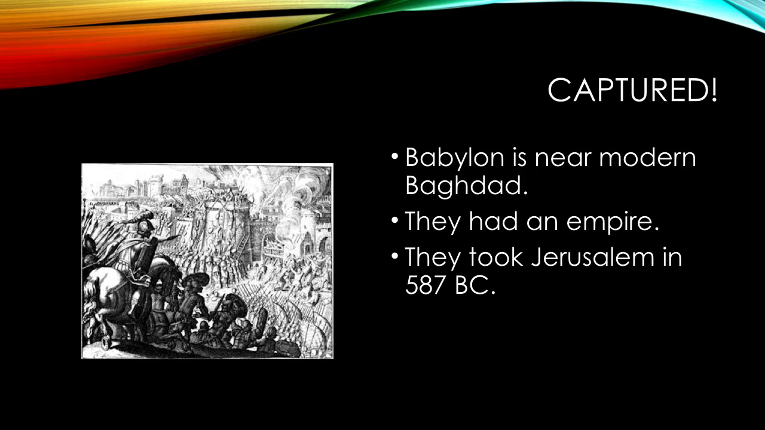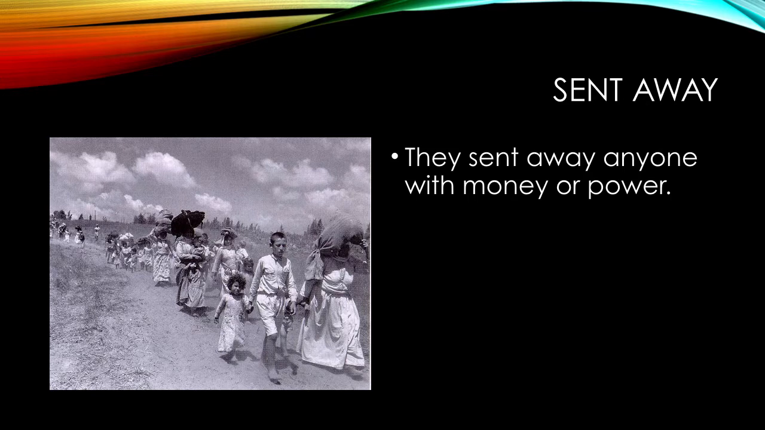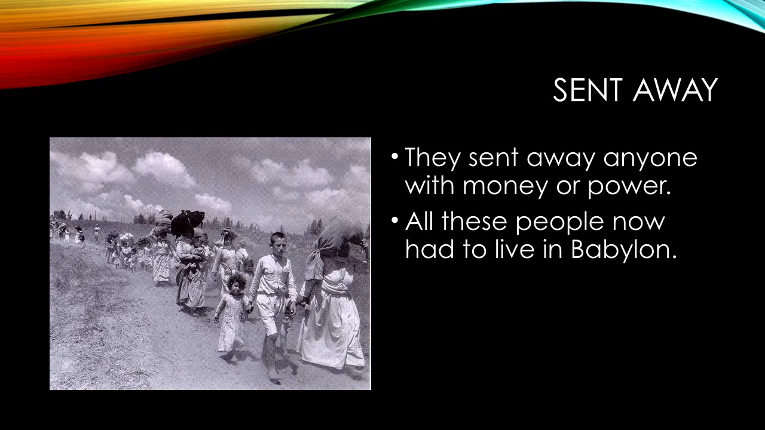I'll just give you a chance to get these notes if you are using the video for that. But they take anyone with any money, power, influence, education, whatever, and they move those people to Babylon. And then they destroy the temple. What this leaves is a split group of Israelites. There's the poor farmers who get left behind.